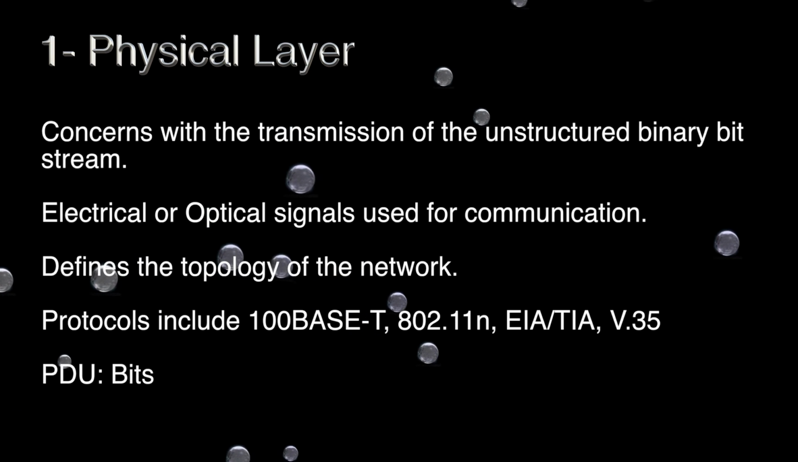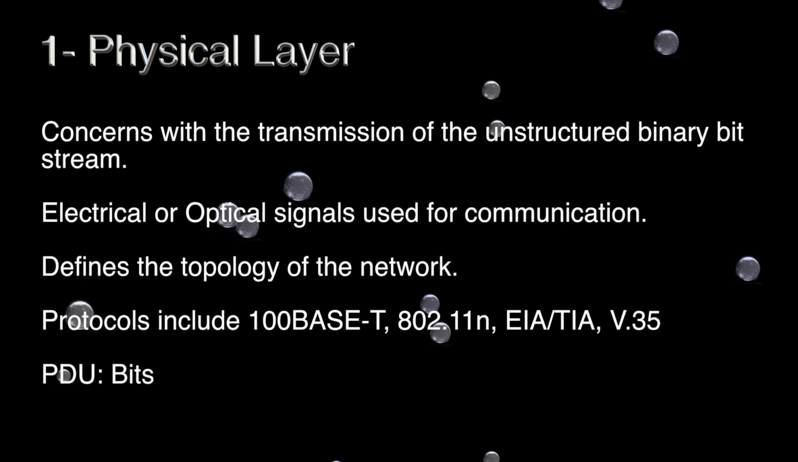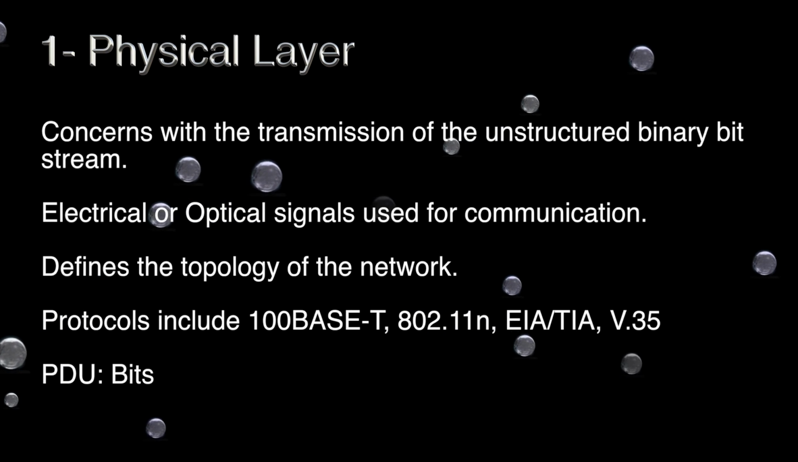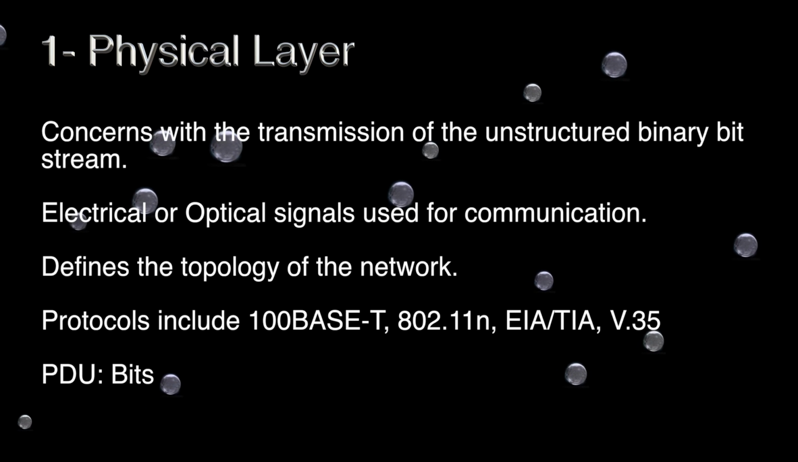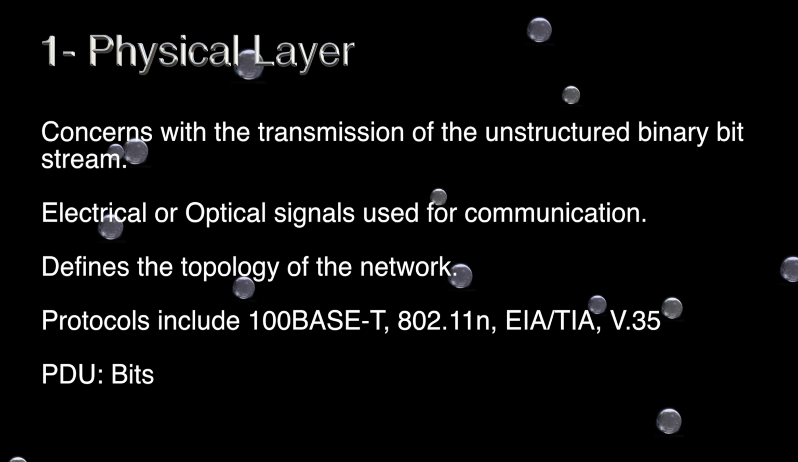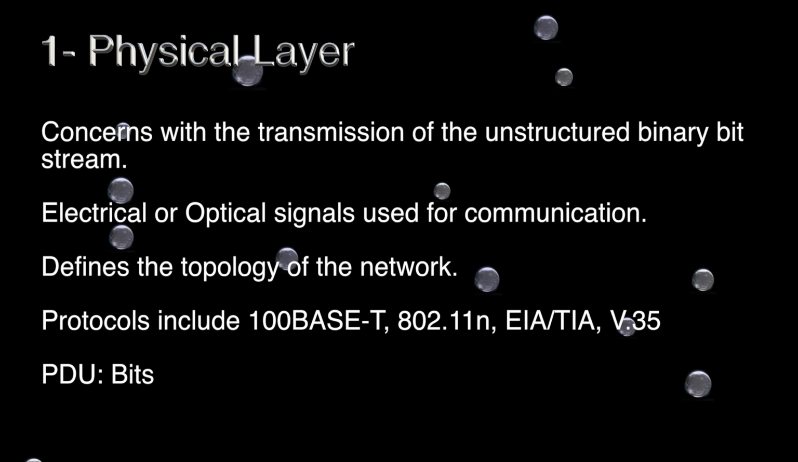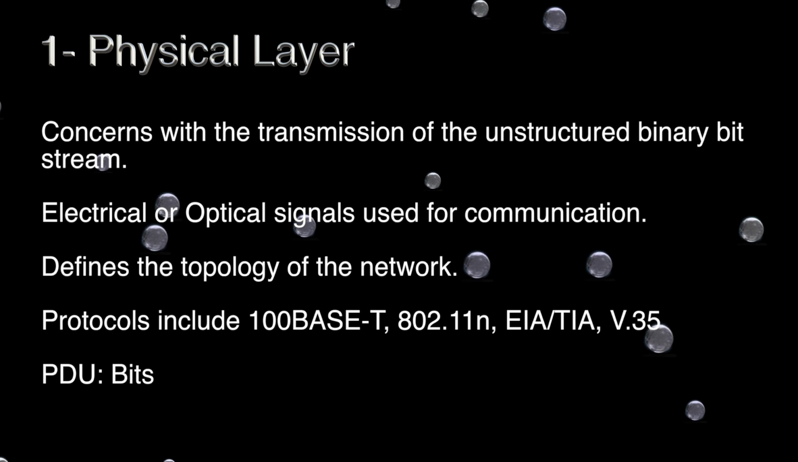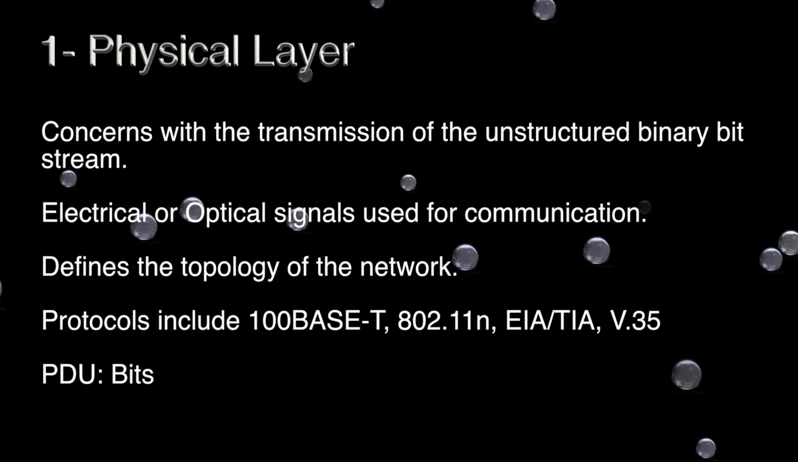This layer is responsible for the transmission of raw data, data that is in the most unstructured and menial form. It says here that it defines the network topology. What it really means is in what fashion the different devices are connected to one another in the network, what device goes where, and what is allowed to communicate with what.